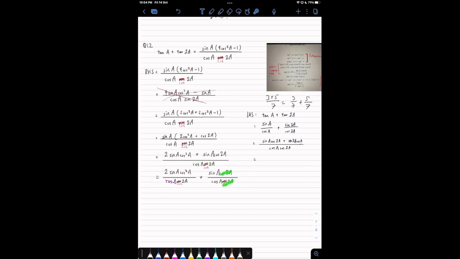Cosine 2A, cosine 2A. Can cancel it. Become tangent. Besides tangent. Very good. We're almost there. How about the other guy? Change cosine. Change cosine 2A. Change cosine 2a into what?